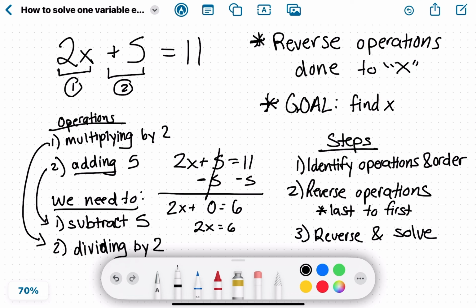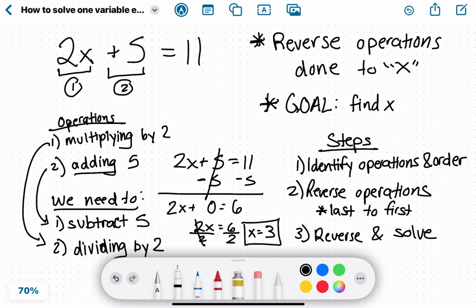Next step, divide by 2. So we divide both sides by 2. 2x divided by 2, the 2 cancels. So we have x equals 6 divided by 2, which is 3. So the value of x is 3. And there we go. You just solved an equation with one variable.